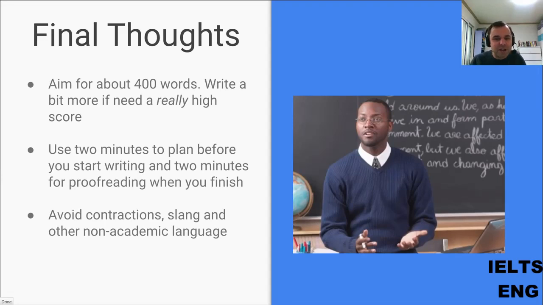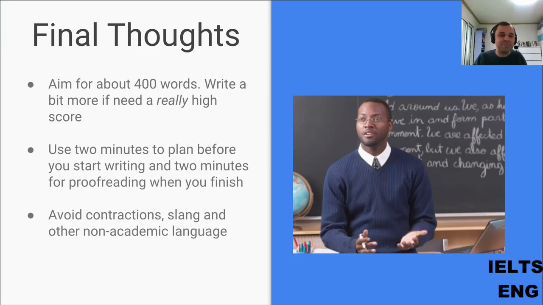I hope the strategy works for you. There are a few things that I'll mention before we close. First of all, aim for about 400 words. Write a bit more if you need a really high score. I teach my students to write between 350 and 400 words for this task, but since you guys are looking for really high scores, you should be writing 400 words. You can write a bit more. Just keep in mind that at some point the law of diminishing returns kicks in and you're not going to get any points for your effort. Honestly, if you're writing 500 words, it's not much better than 450 words.